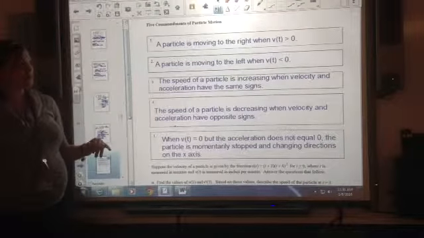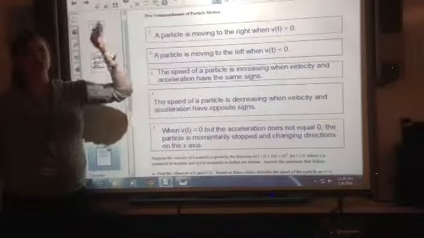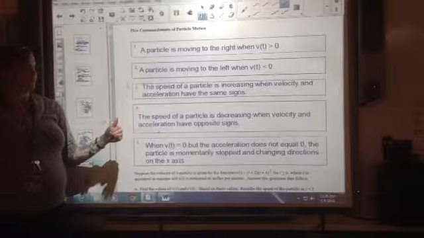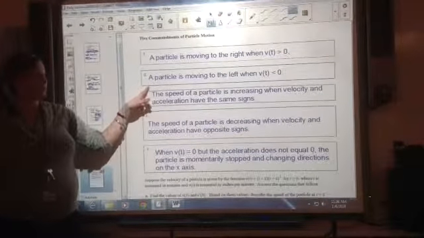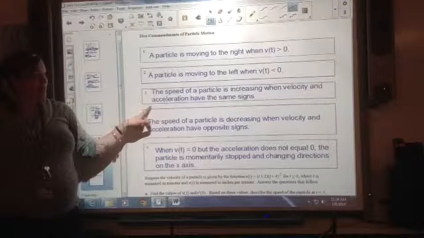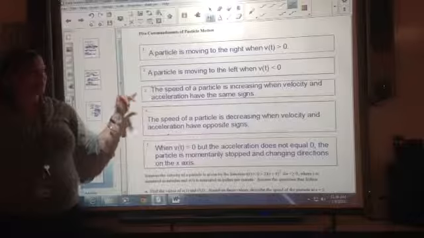A particle is moving to the right when velocity, v of t, is greater than 0. So the same thing we said 2 pages ago, we're just saying it again now. Our particle is moving to the left when v of t is less than 0. The speed of a particle is increasing when velocity and acceleration have the same signs.